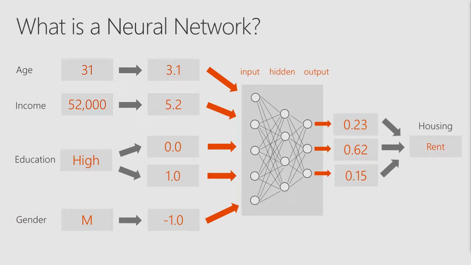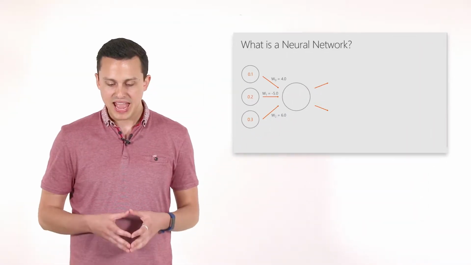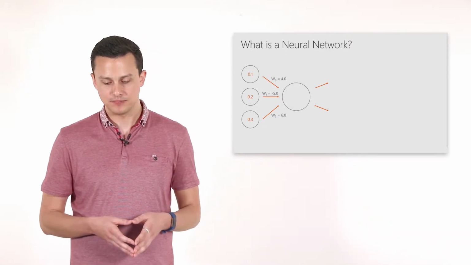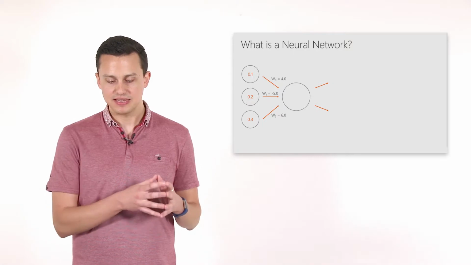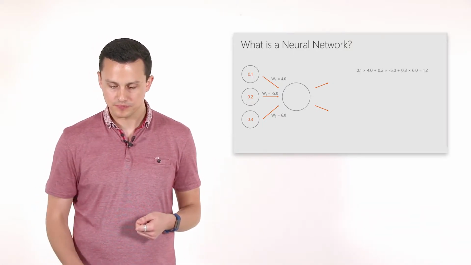You may now say, what is the middle bit? Where does the magic happen? Let's go and have a look at that. Let's take this example. We have 3 inputs, 0.1, 0.2, 0.3. These are the numbers. This is what we know. These all go into a node in the neural network, and this is referred to as a perceptron. Each of these numbers, these inputs, are multiplied by a weight. Each of the connections from the input to this node has a weight associated with it.